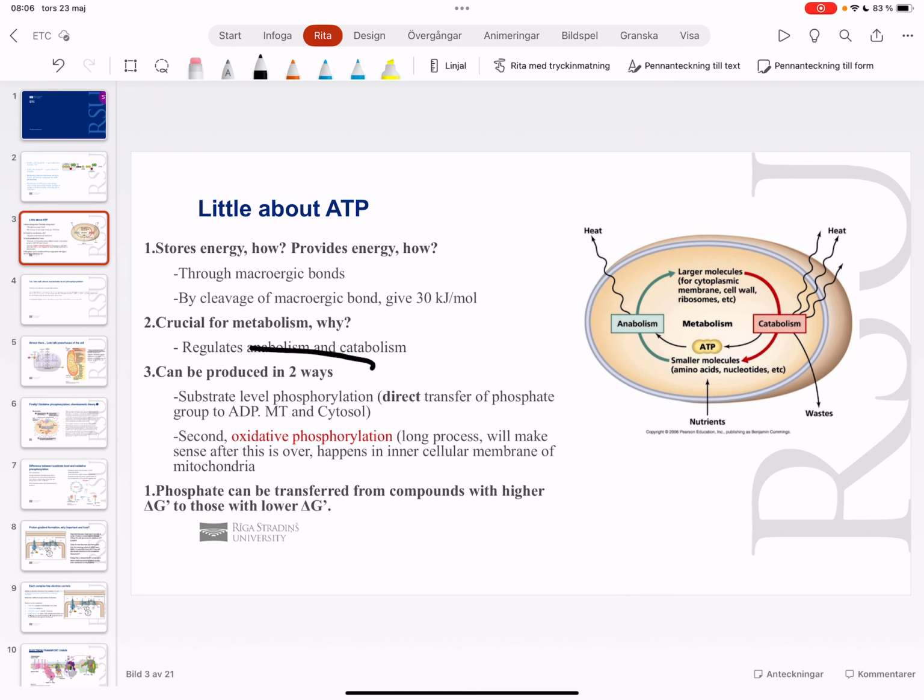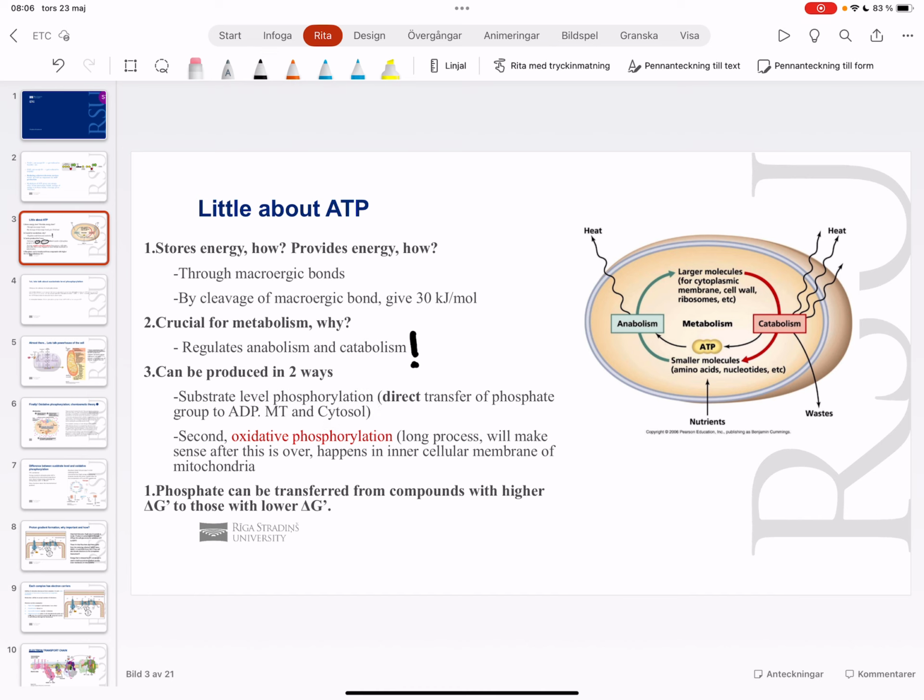And this is really important. ATP can be produced in 2 ways. The first one is substrate level phosphorylation, which is the direct transfer of a phosphate group to ADP, which happens in the mitochondria and in the cytosol. In the mitochondria, that happens in the citric acid cycle in step number 5, I think. And it can also happen in the cytosol, which is, as you know, glycolysis. Glycolysis will do substrate level phosphorylation.